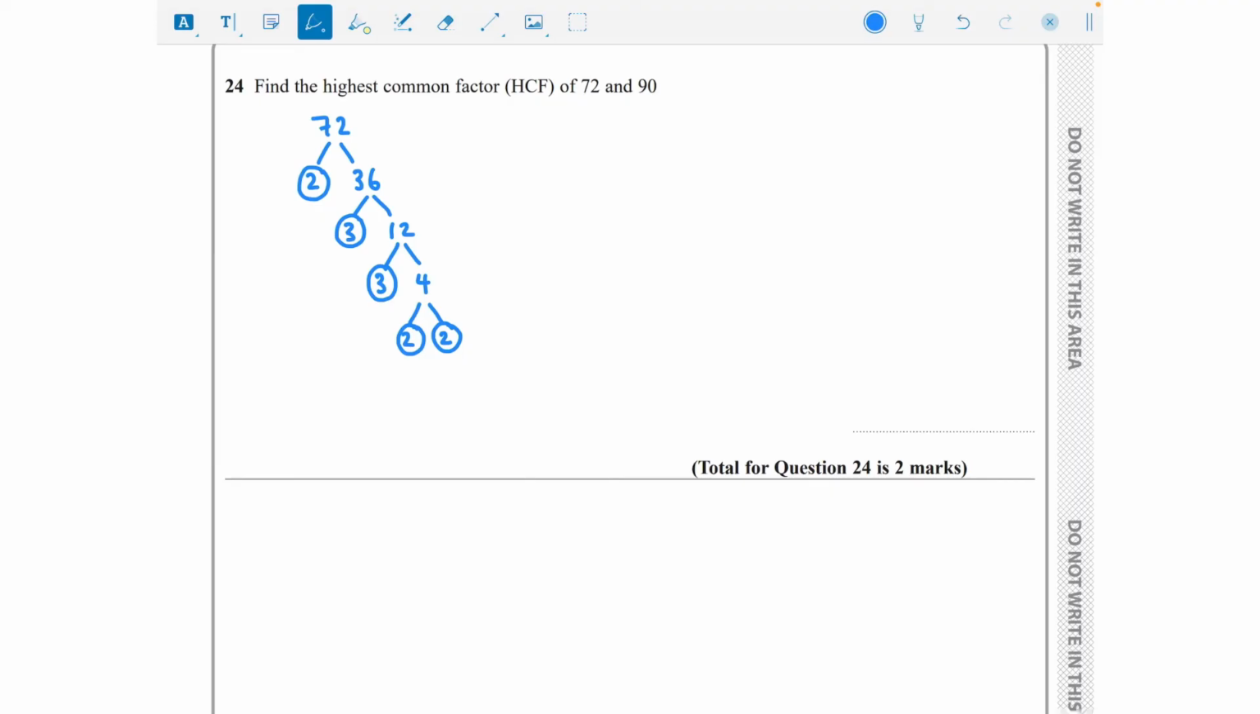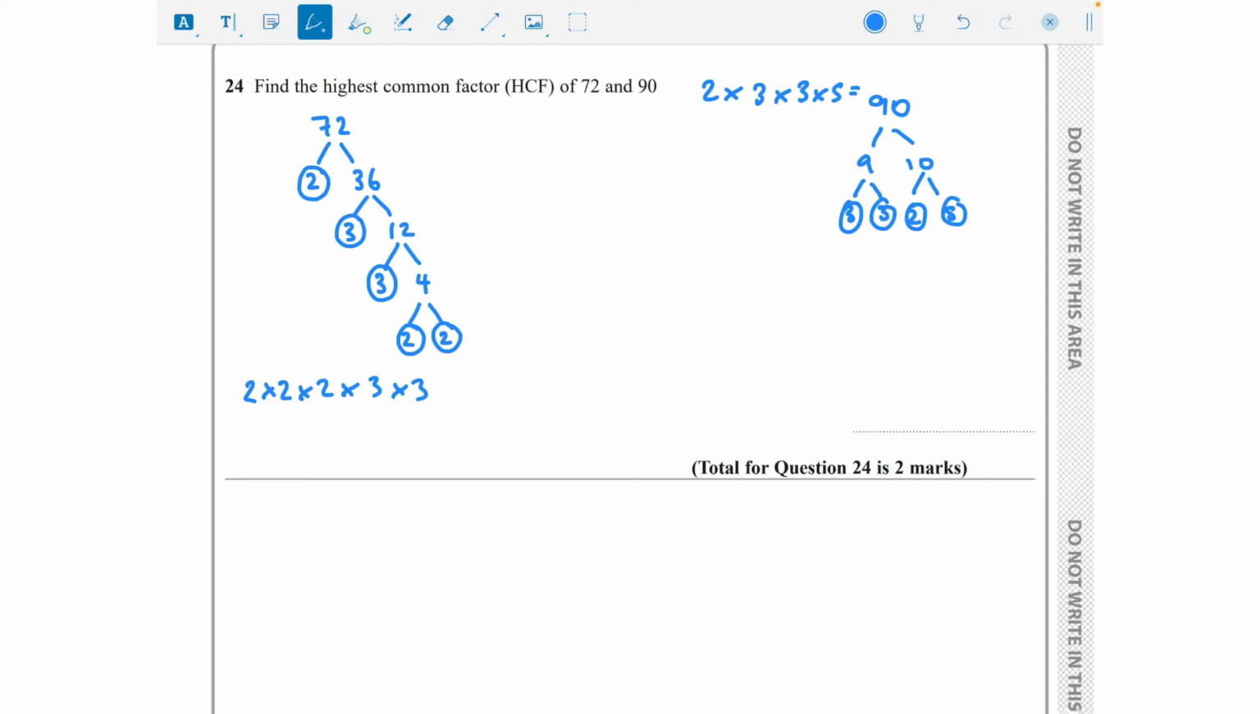So we've got 2 times 2 times 3 times 3 times 2. 2 times 2 times 2 times 3 times 3. And that should make 72 if we did that sum. I'm now going to do the same for 90. And 90 is 9 times 10. 9 is 3 times 3. And 10 is 2 times 5. So that is 2 times 3 times 3 times 5.